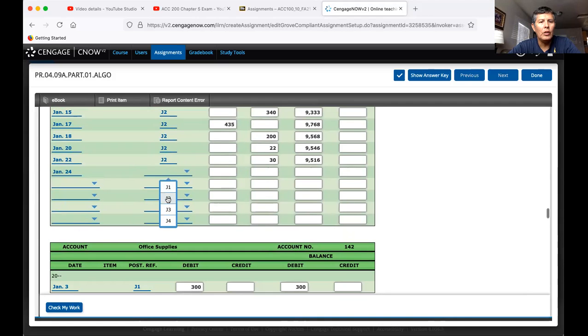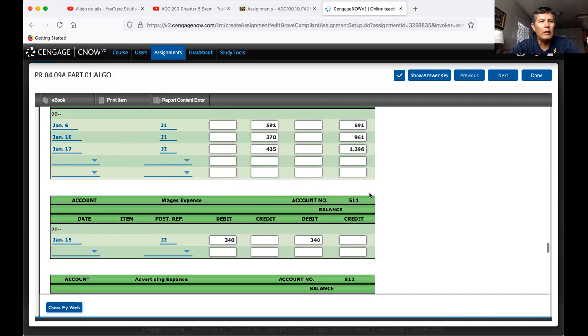J2 is still the last J2. $28. So 95.16 minus 28 gives us 67.16. Okay.